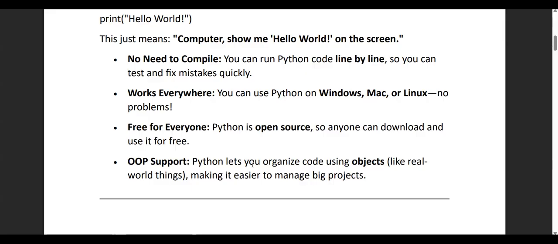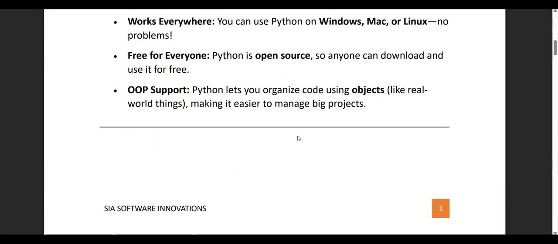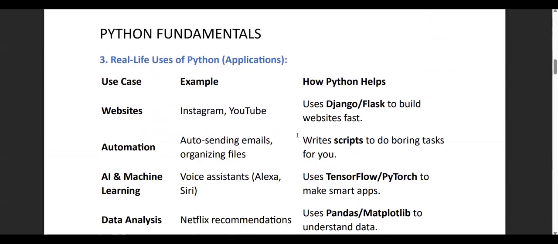A real life example: think about a car. A car has properties like color, speed, model, and actions like start, stop, or brake. Similarly, in Python, we create objects with properties and actions. This makes large projects easier to manage. Next, we are going to see the applications of Python.